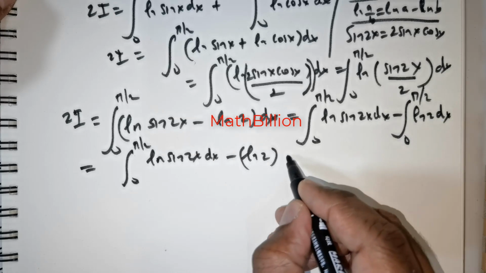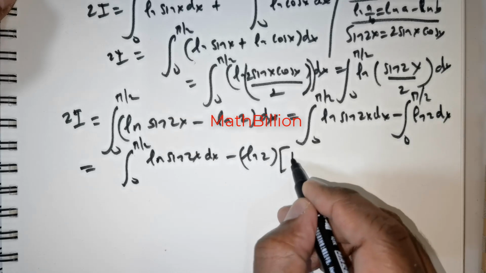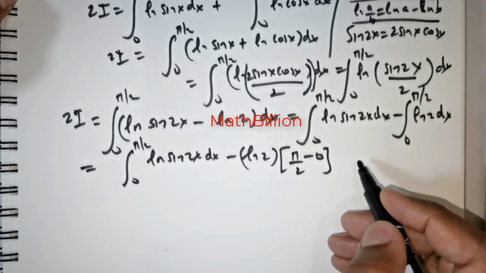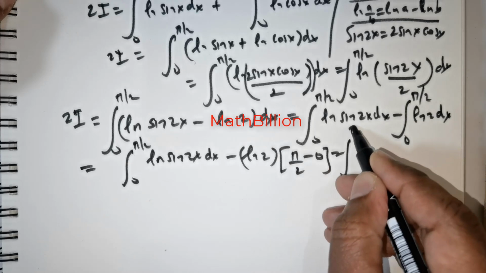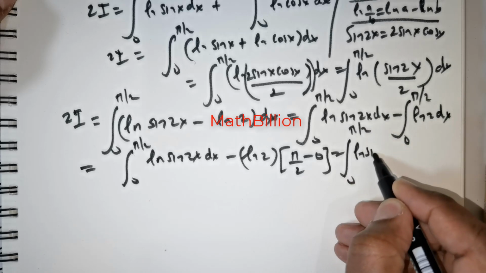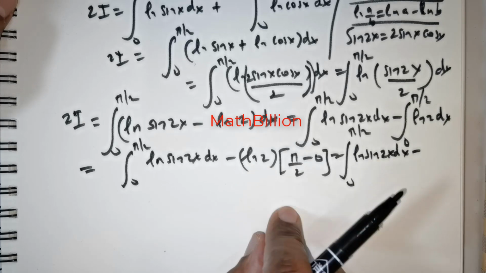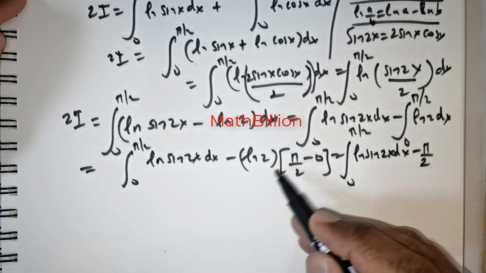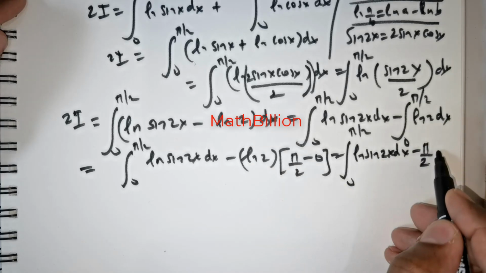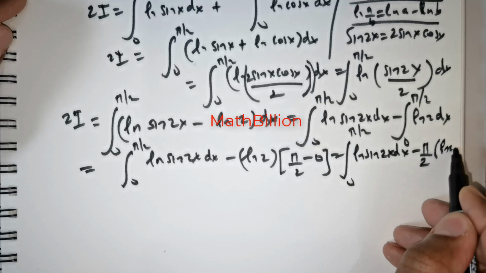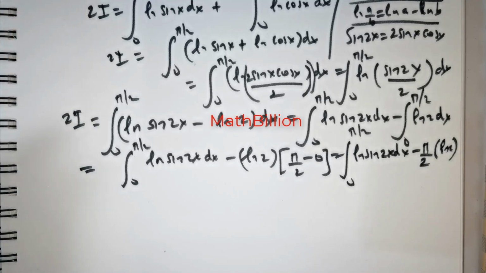So the integral of dx would give me x. I substitute the limits, I get pi over 2 minus 0. This is going to be integral 0 to pi over 2 of ln sin 2x dx minus ln 2 times pi over 2. Ln 2 is a constant and pi over 2 is a constant, so I will just write them in this fashion.